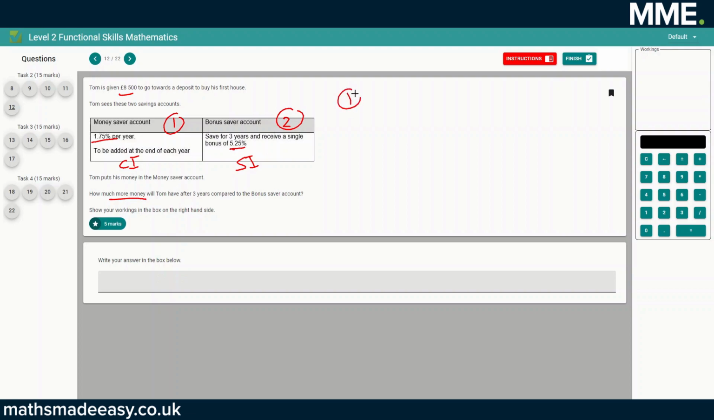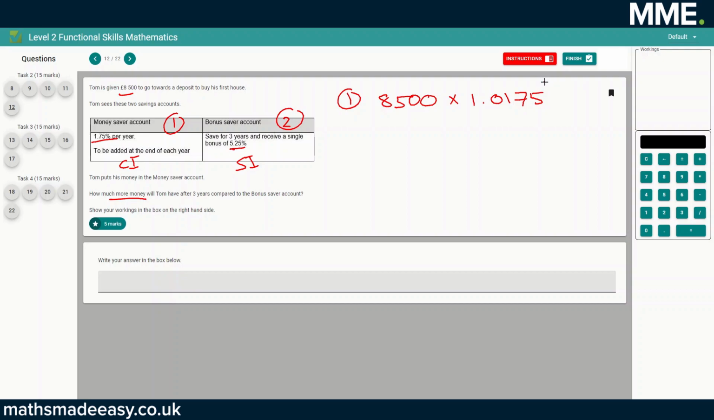So calculating the amount each will return for the money saver account first. We get told it's £8,500 he puts in to begin with, and we're going to use the decimal equivalent of the percentage here, which is 1.0175. Now this calculation would give us the value in the account at the end of the first year. We can then multiply that again by the same percentage decimal equivalent, and then again for a third time.